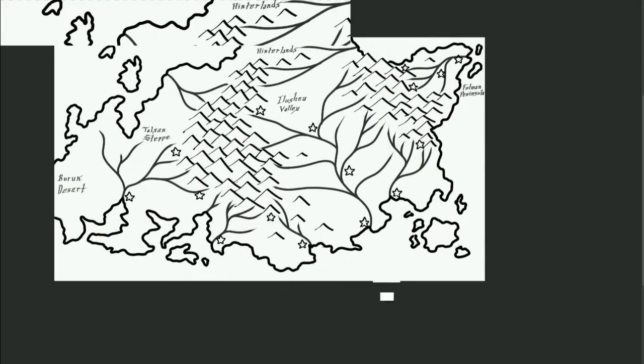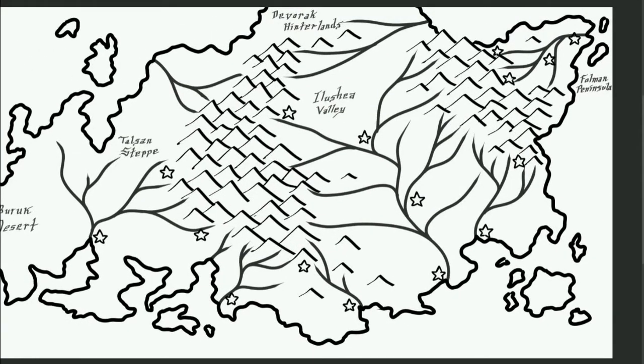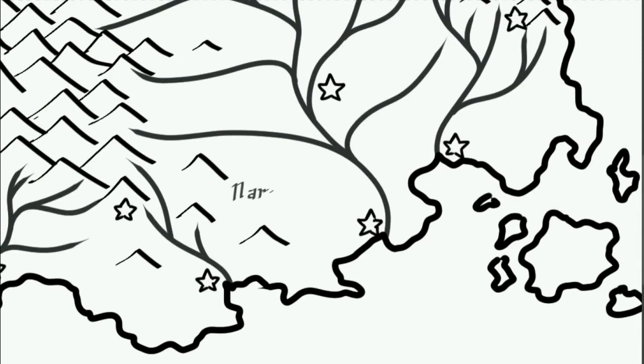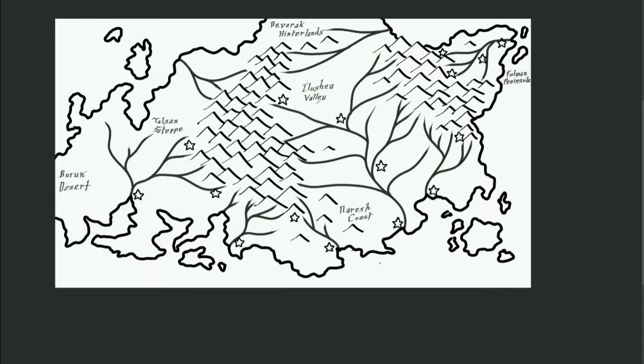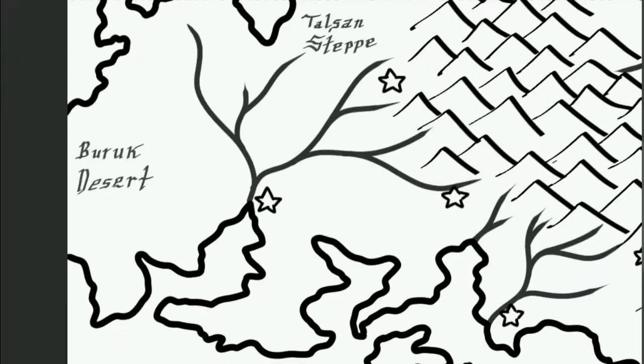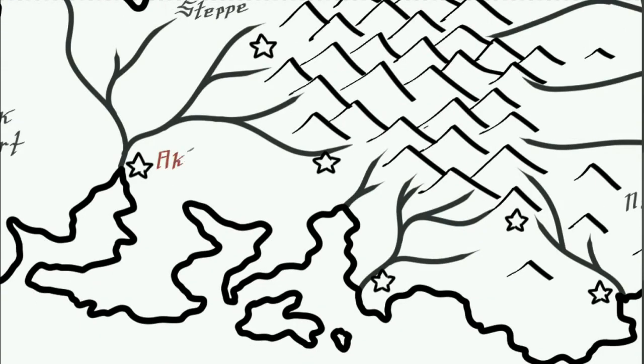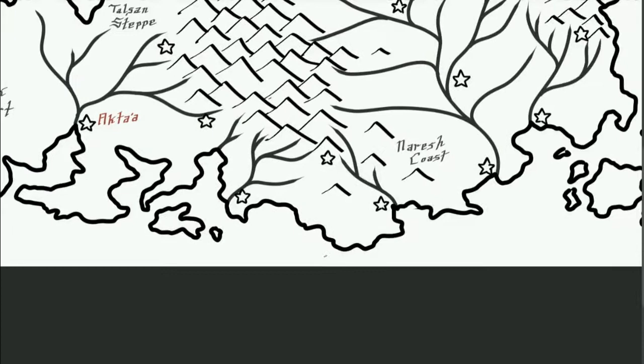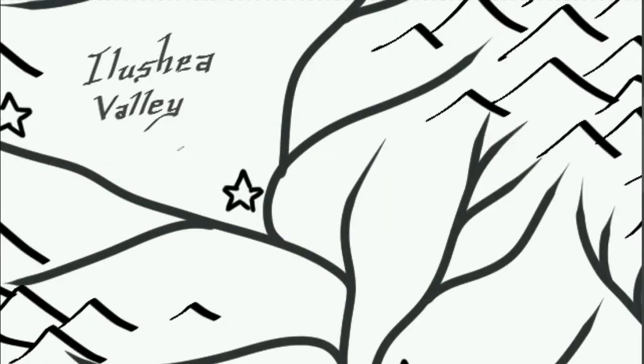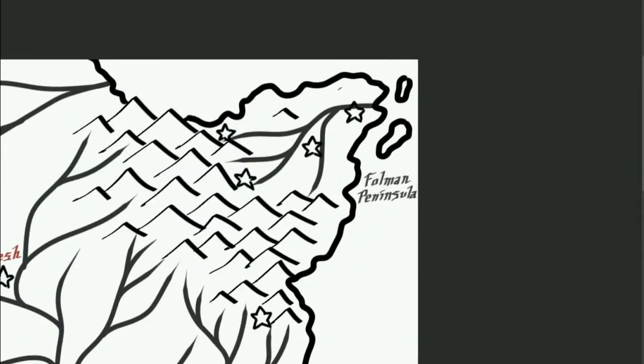So I find it easy also to name regions as well as cities, right? So up in the north, we have the Dvorak Hinterlands. Over in the west, we have the Talsin Steppe, which gives way into the Buruk Desert. Down south, we have the Naresh Coast. Kind of in the middle, in this continental valley, we have the Ilushaya Valley.